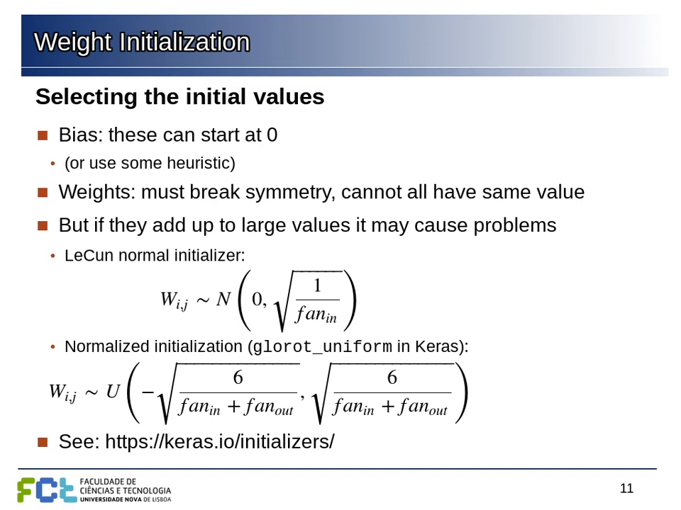So this is uniformly sampled between these two extremes that are the square root of 6 divided by the sum of the number of weights going into the neuron and the number of weights that are using this neuron on the next layer.